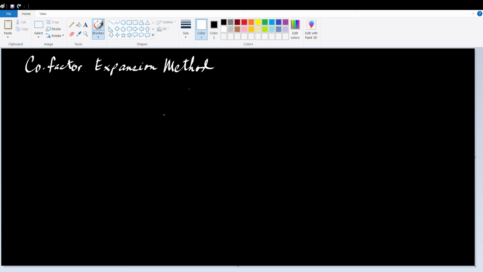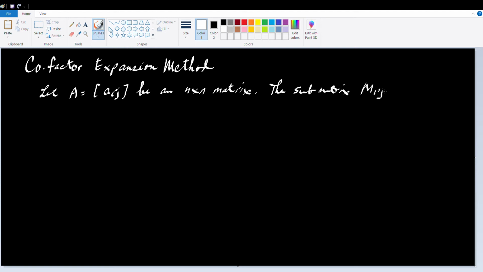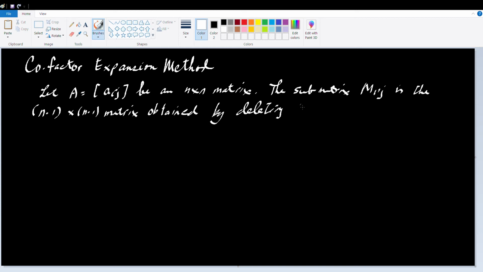Another way of finding the determinant of a matrix is by the cofactor expansion method. First, let A equal to Aij be an n by n matrix. The submatrix Mij is the n minus 1 by n minus 1 matrix obtained by deleting the ith row, jth column of A.